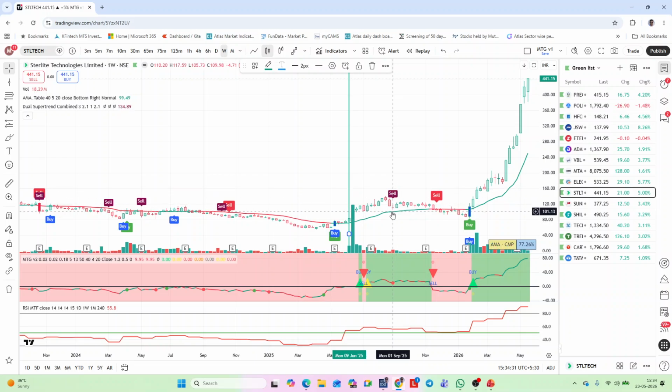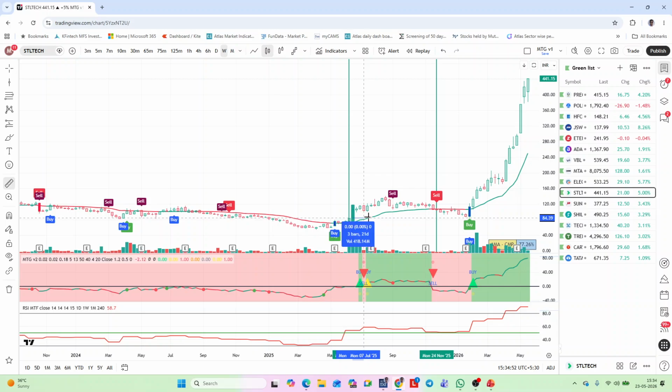Super Trend 1 gave me a sell signal. So 25% I will book my position. And then what happened here? On this day, Super Trend 2 also gave me a sell signal and the candle decisively closed below the AMA line. So I will completely exit this position. So what is my gain here? I entered here and exited here. So only 25% is the gain here.